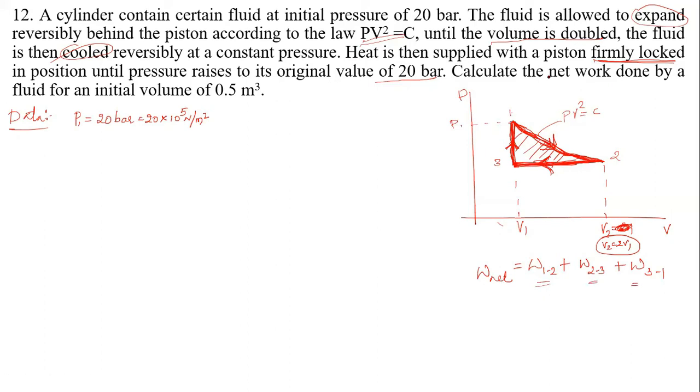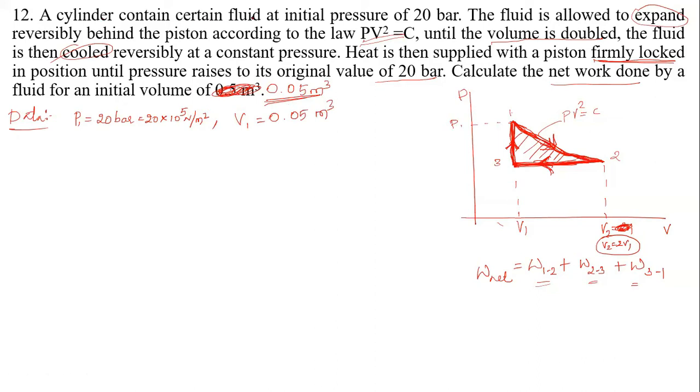Work done by a fluid for initial volume of 0.5. See, I have just made a correction here. It's not 0.5. The initial volume is 0.05 meter cube. That means the initial volume is given. That is V1, 0.05 meter cube. Okay, let me write the problem again.